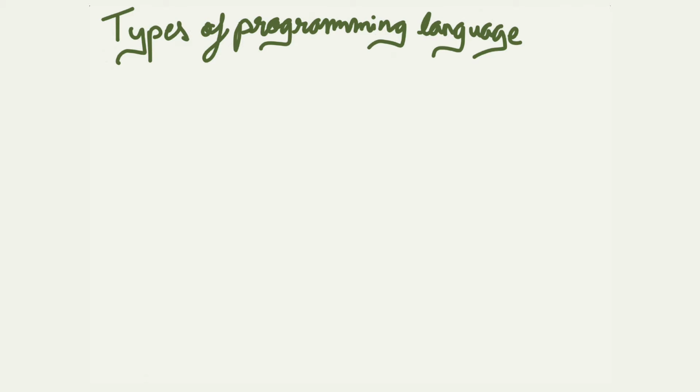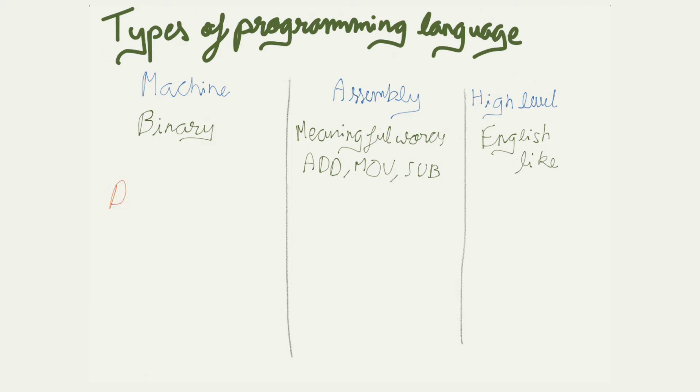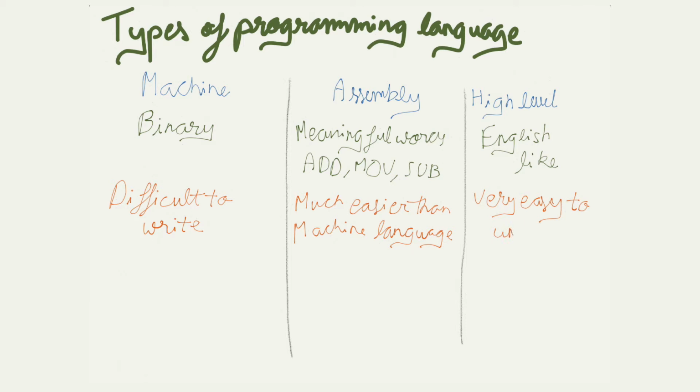The types of programming languages. There are three main types of programming languages: machine language, assembly language, and high-level language. The machine language is the binary language, that is ones and zeros. Assembly language includes meaningful words such as add, subtract, and move. High-level language is more English-like. Machine language is difficult to write. Assembly language is easier compared to machine language but harder compared to high-level language. And high-level language is very easy to understand.